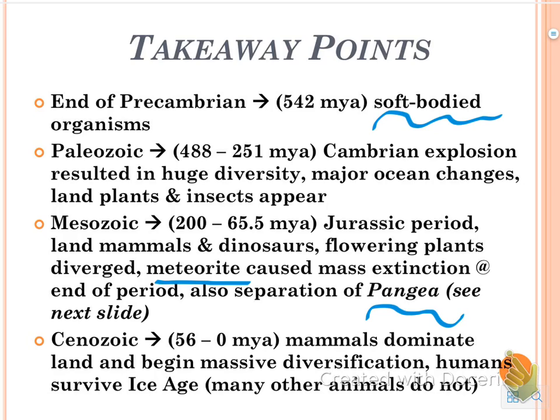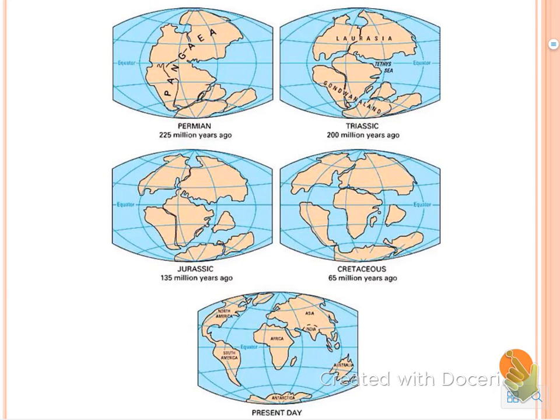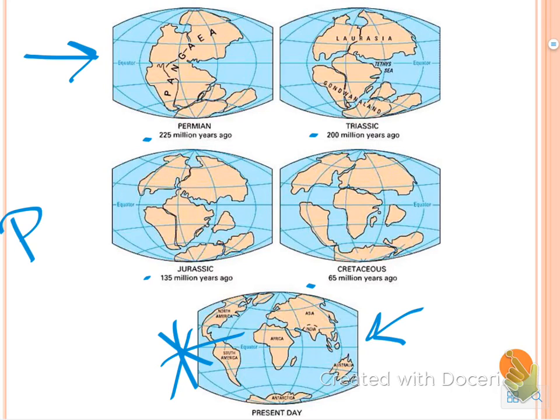The final is the Cenozoic. So this is when mammals began to dominate land, massive diversification, humans survived the Ice Age. All of these things happen in the Cenozoic time period. So here's Pangaea. This is the idea that present-day continents began like this up here. So they began all connected, and then they eventually shifted as the years progressed. So you look to 225 million years ago, 200 million years ago, 135, 65, and then this one down here is our present-day continents. So this is what is referred to as Pangaea up there.